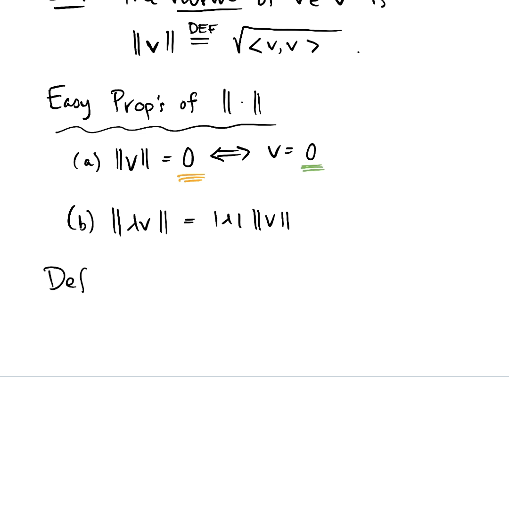So here's the definition. U and V belonging to big V are orthogonal. So that's the term we're defining. Orthogonal.